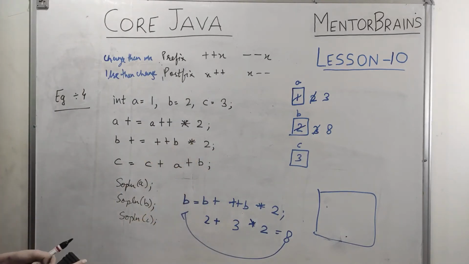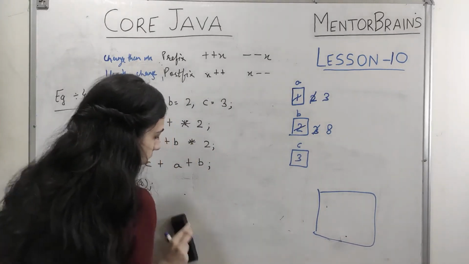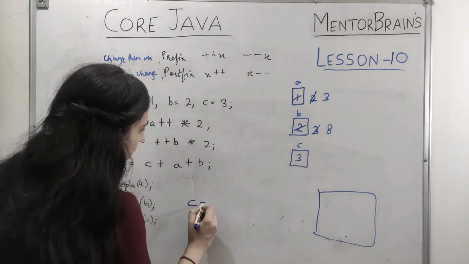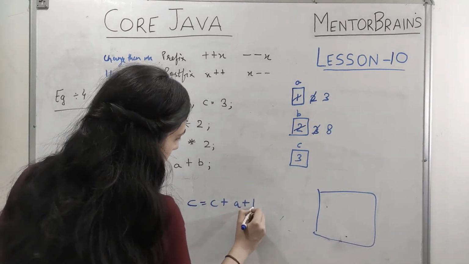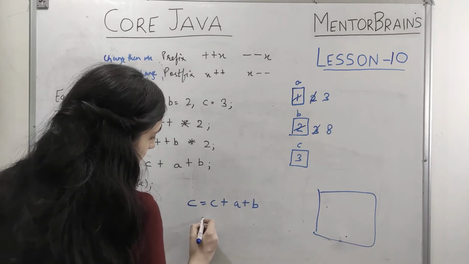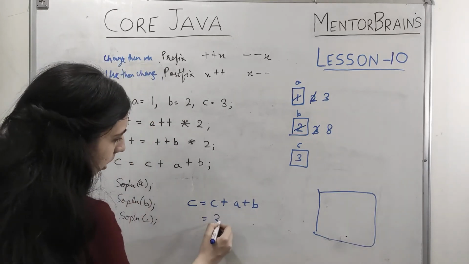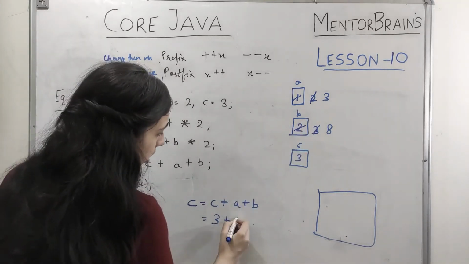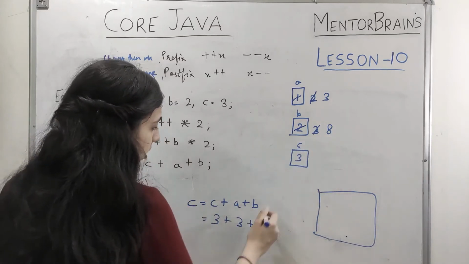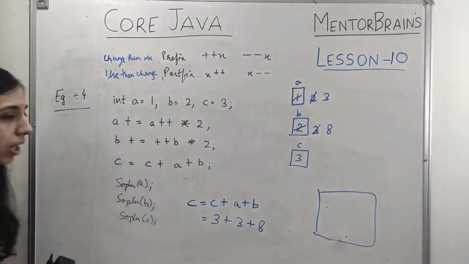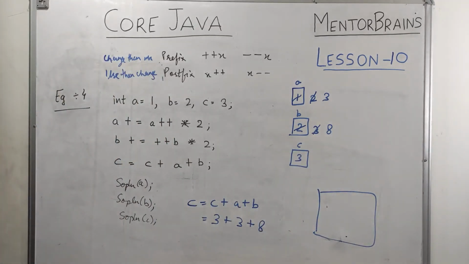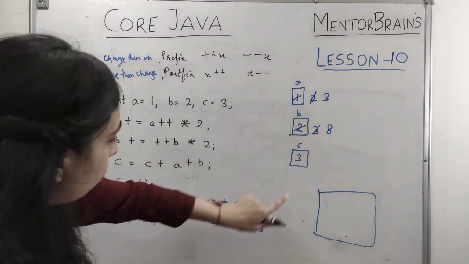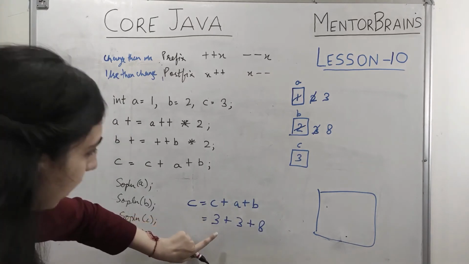Now going on to this statement for C. C equal to C plus A plus B. Now my value of C is 3, plus the value of A is 3, plus the value of B is 8. Okay. So what is happening over here, my value of C which is in my output is 3 over here, so I'm writing it as it is.